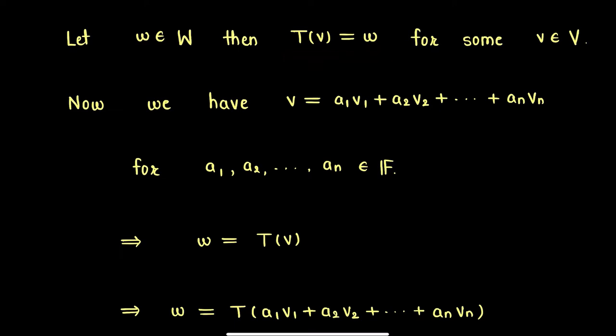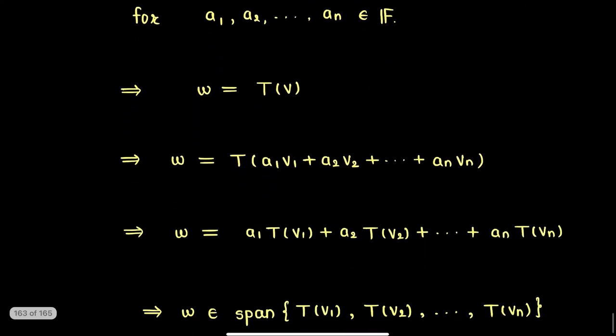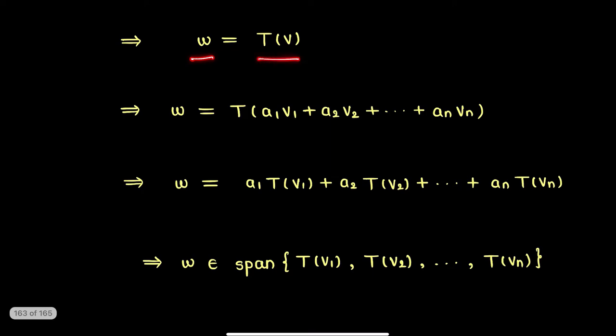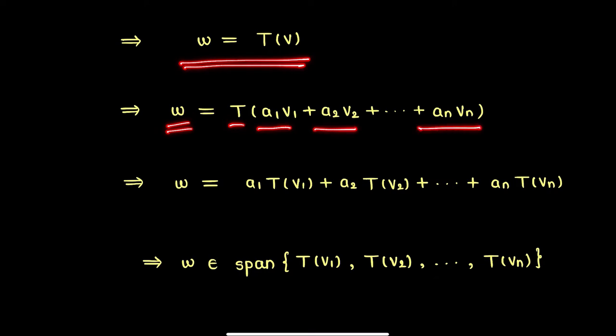Now since V is a vector in vector space V, we can express V as a linear combination of basis vectors V1, V2 up to Vn in this way, where A1, A2 up to An are scalars coming from field F, and this representation is unique. Now we have W is equal to T of V. We can rewrite this as W is equal to T of A1 V1 plus A2 V2 plus and so on plus An Vn. We have just replaced this vector V by this linear combination.